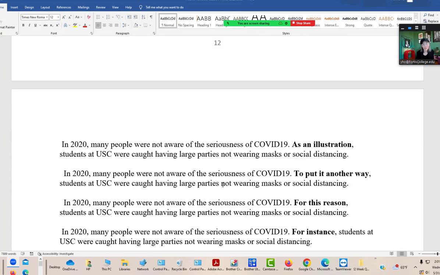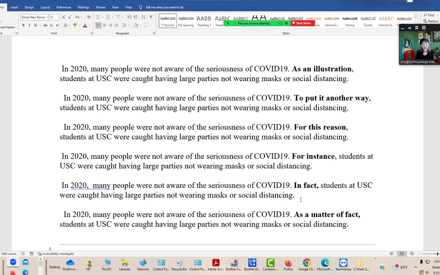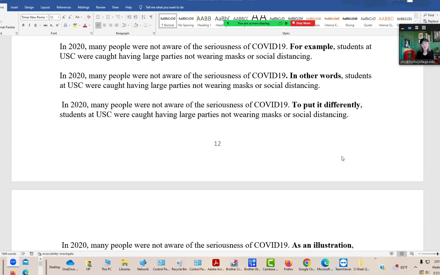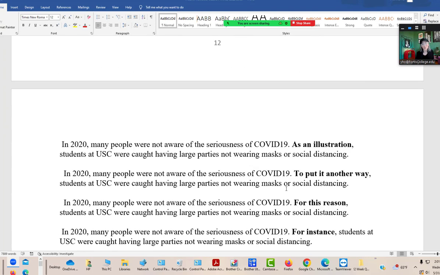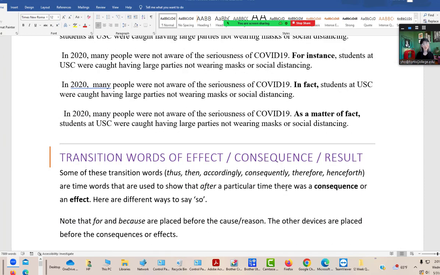Okay, and then you would say as an illustration. To put it another way, for this reason, for instance, in fact, students at USC were caught having large parties, not wearing masks. As a matter of fact. So all of these are also different ways of saying and, in which you support one sentence in the same way as something is similar, and you just want to emphasize the second sentence as the way you do with and. So these are also known as transition words of addition.